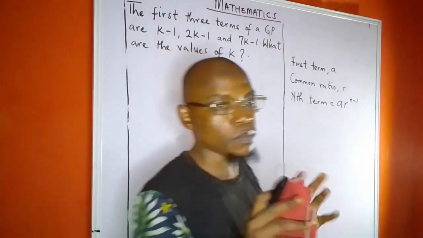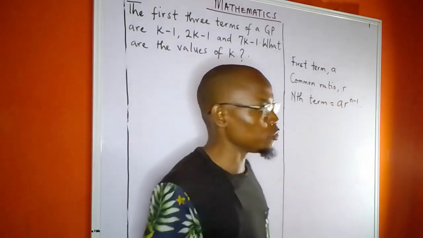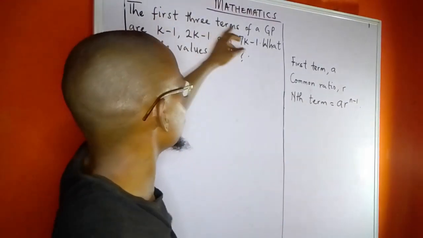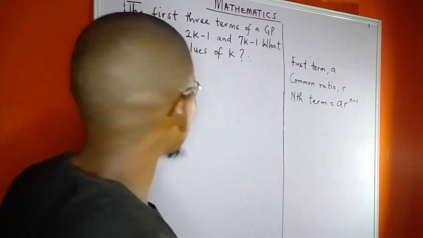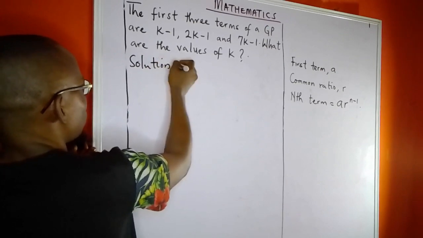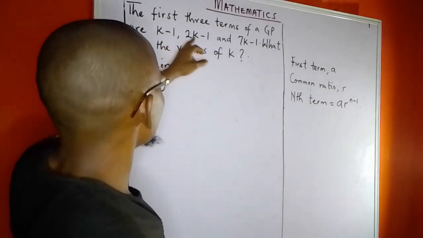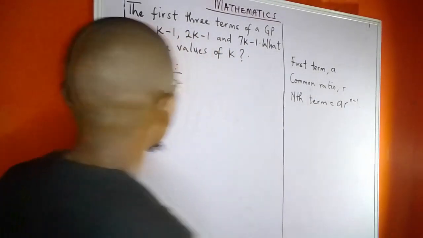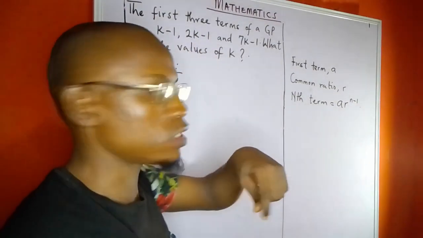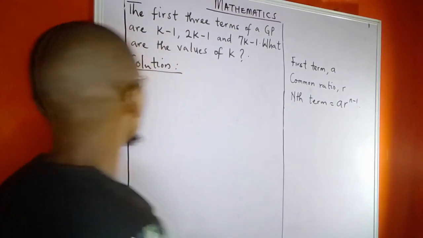That's just a brief introduction to what we want to do here, and that is what we'll be making use of. They said the first three terms of a GP. Let's see how it goes. The first three terms are k minus 1, 2k minus 1, and 7k minus 1. What that means is that k minus 1 is the first term, 2k minus 1 is the second term, and 7k minus 1 is the third term.